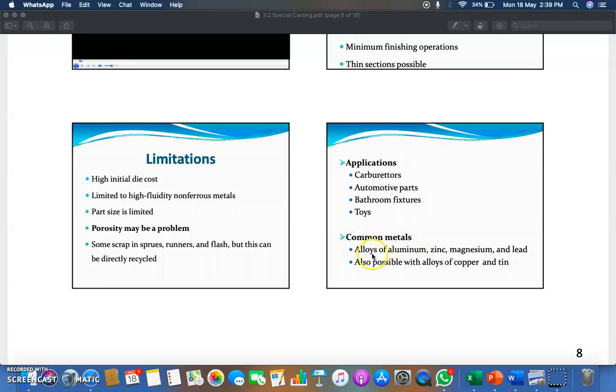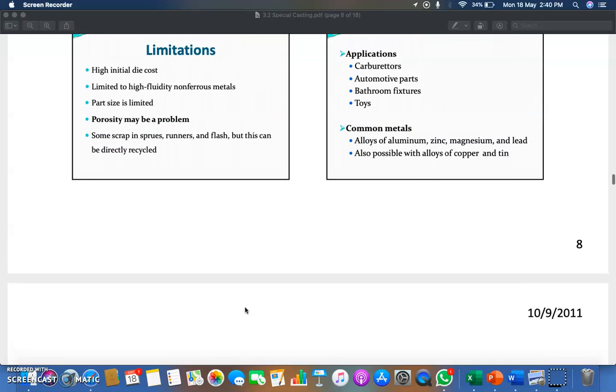What are the common metals? Alloys of aluminium, zinc, magnesium, lead. Also possible with the alloys of copper and tin. So these are the few alloys which are more favorable metals for manufacturing of any die casting parts, or casting with the help of die casting. So in this way we have covered the whole of die casting methods.